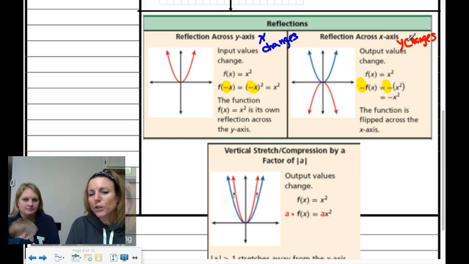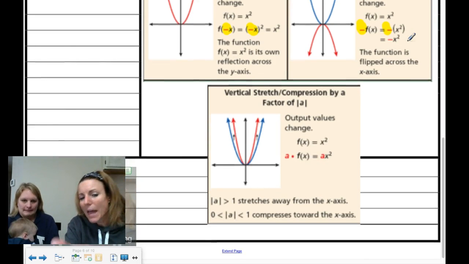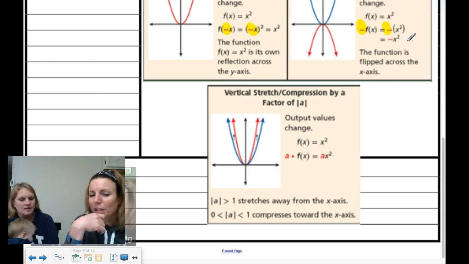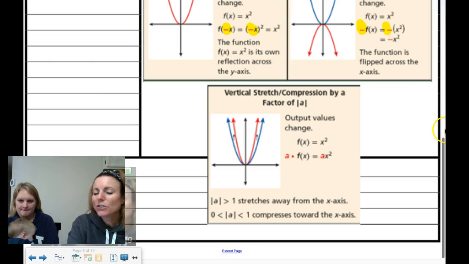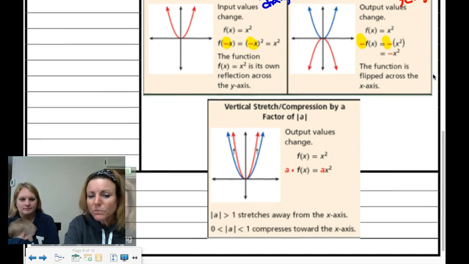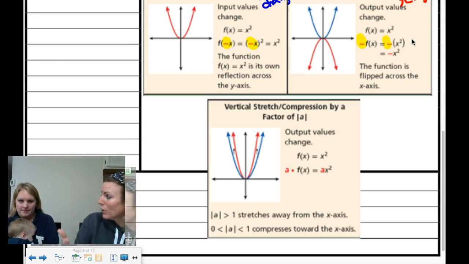And really, for vertical stretching and compression, the only thing I really want to mention is notice it talks about the absolute value. The reason that is is because if you have a negative sign in front of your a value, the negative has nothing to do with the a. The negative has to do with flipping. If there is a negative out front, that means we're flipping over the x-axis actually. Yep.